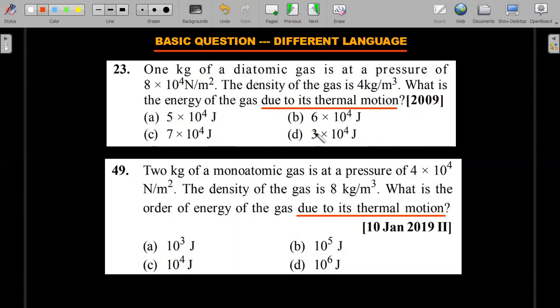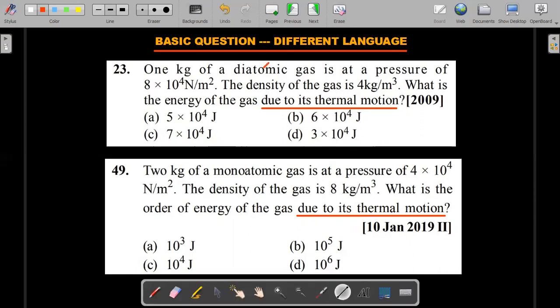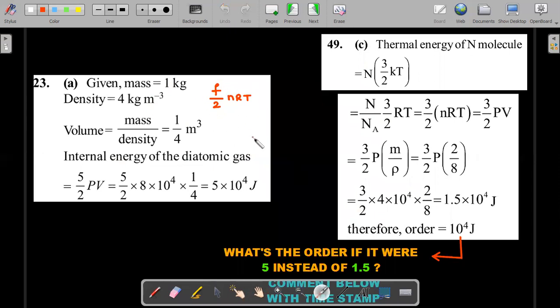Thermal motion means, again, I told you, it's only due to VRMS. Half m VRMS square is what he is asking. It has nothing to do with the rotational and vibrational motion of the particles. It's only the normal motion of the gas. This has nothing to do with the diatomic nature of the gas, so diatomic or monoatomic, it doesn't matter. It is the same amount of energy that you will take in both the problems, that is half m VRMS square. So that's what we are going to take up here.